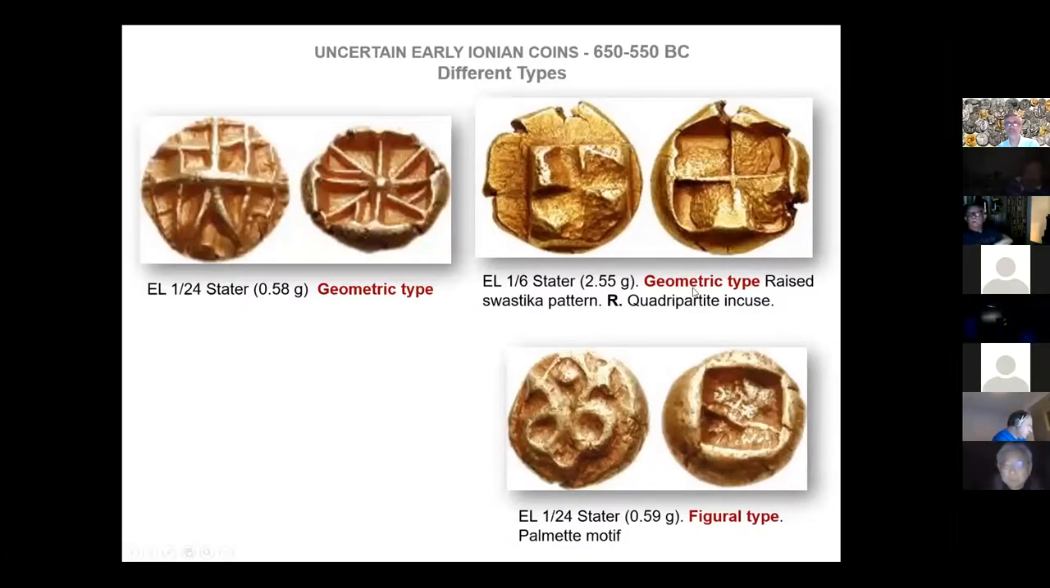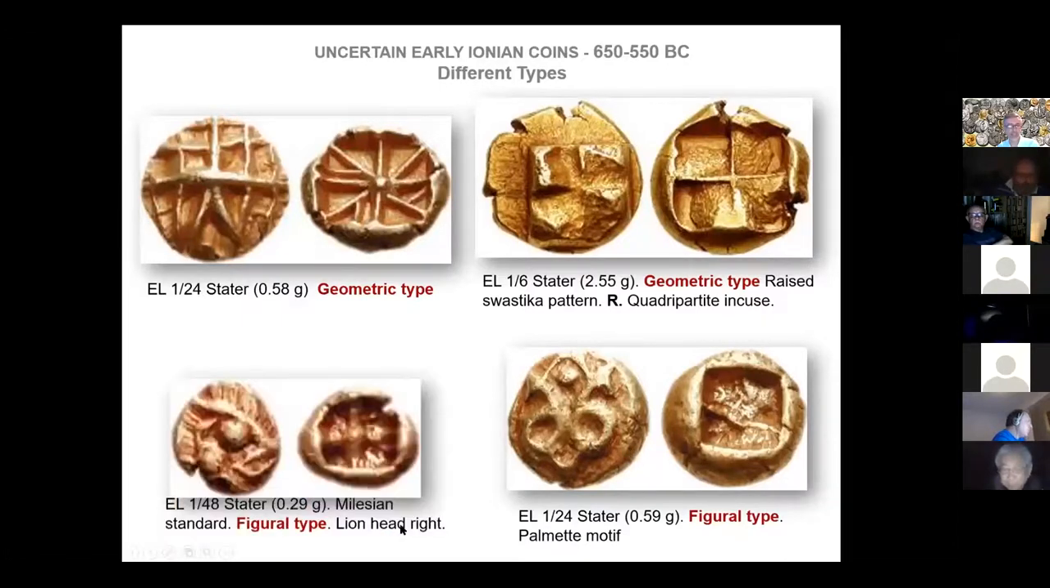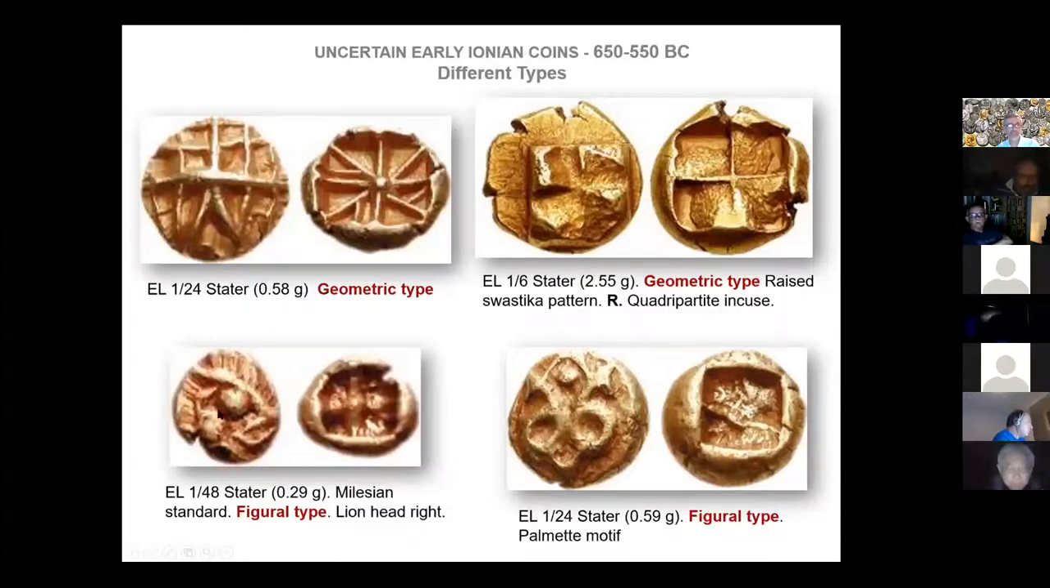And this one, a geometric type, a raised swastika pattern. Then on the reverse, quadripartite incuse. This one, a figural type, a palmette motif on the obverse, and on the reverse, we have a punch mark. And here we have the head of a lion facing to the right.